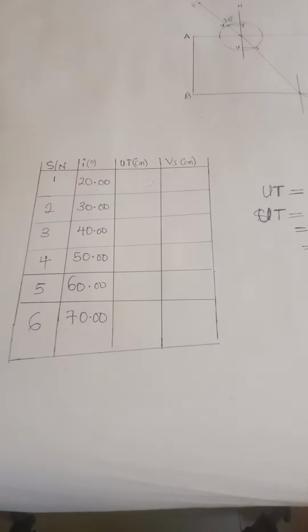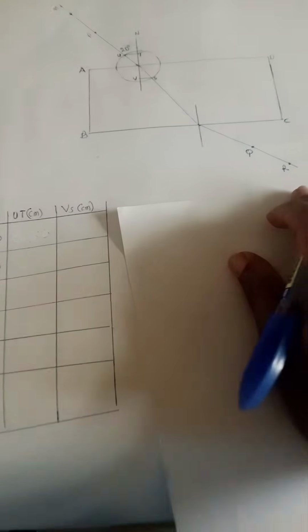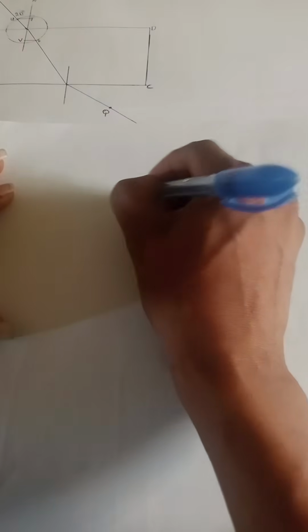So I will show you one formula that I will apply to get my readings. I will use this formula: my UT is equal to sine I multiplied by 1.6, which is my radius that I chose. Sine I multiplied by 1.6.